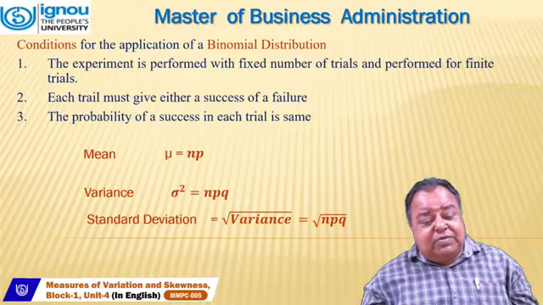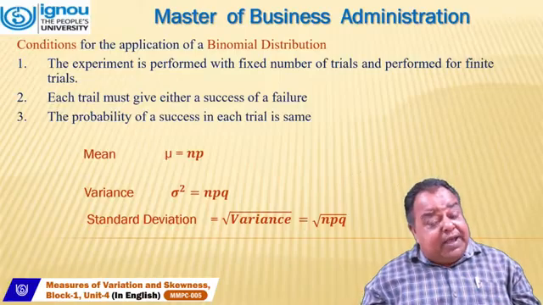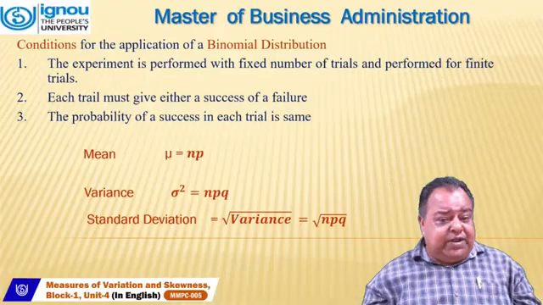For evaluation of mean, variance, and standard deviation under binomial distribution, we have mean equal to n times p, variance sigma square equal to npq, and standard deviation is the under root of variance.